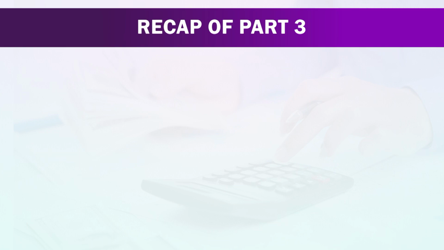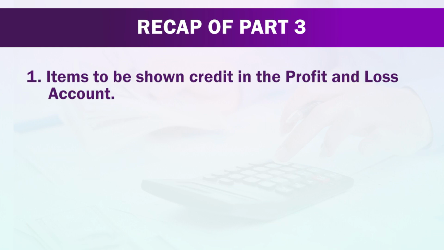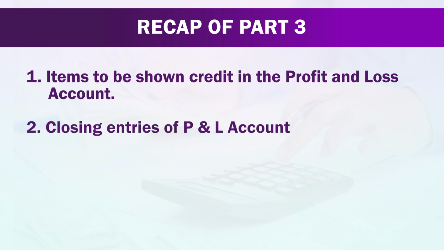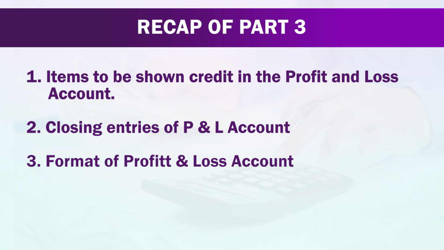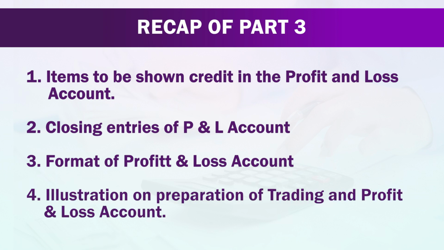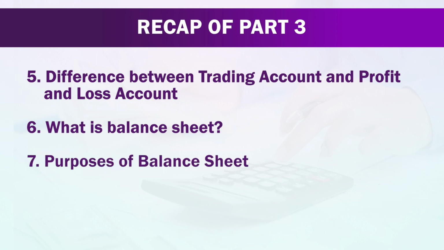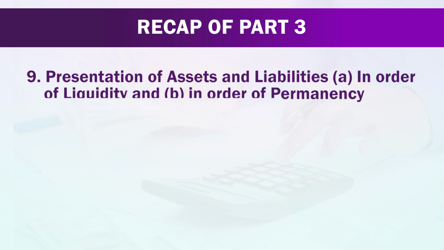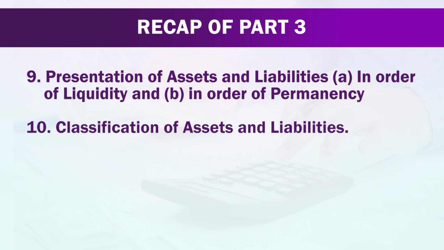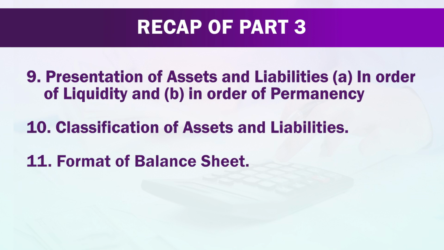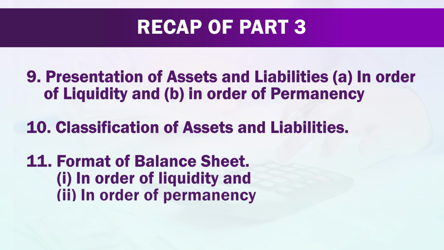Dear friends, in part 3, we have studied items to be shown on the credit side in the profit and loss account, closing entries of profit and loss account, format of profit and loss account, illustration on preparation of trading and profit and loss account, difference between trading account and profit and loss account, what is balance sheet, purposes of balance sheet, features of balance sheet, presentation of assets and liabilities in order of liquidity and in order of permanency, classification of assets and liabilities, and format of balance sheet in order of liquidity and in order of permanency.